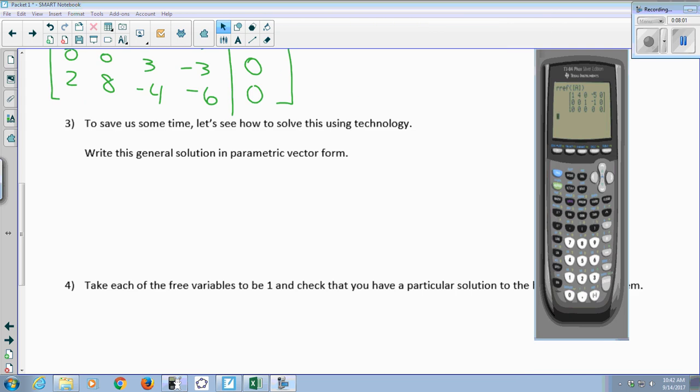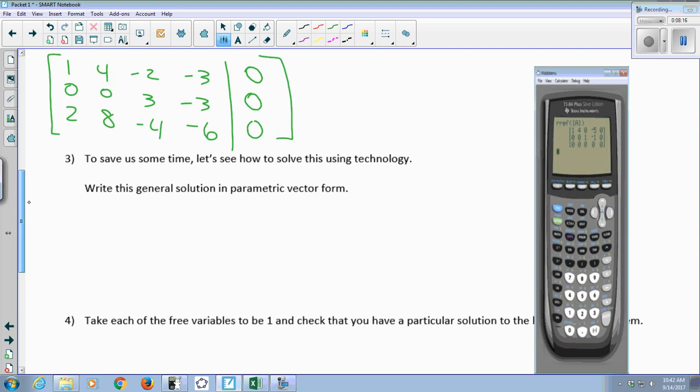We'll just write out the solution the way we've been doing it up until today, and then we'll translate it to this new fancy parametric vector form. All right, so if I translate this to equations, I think I'll scroll up a little bit.